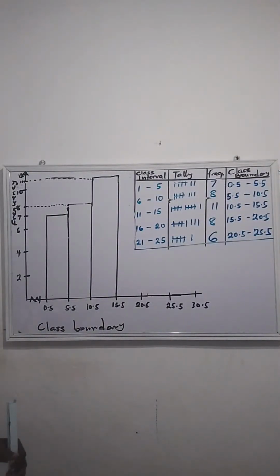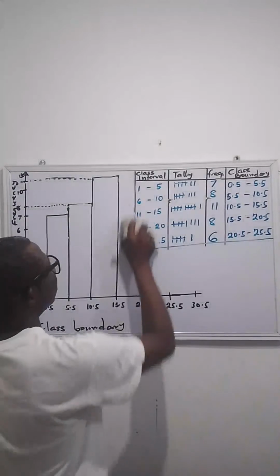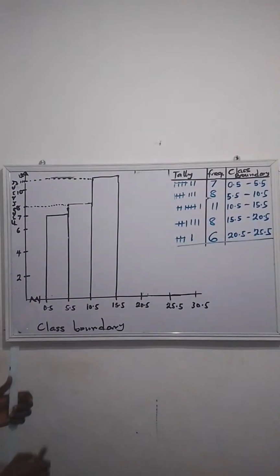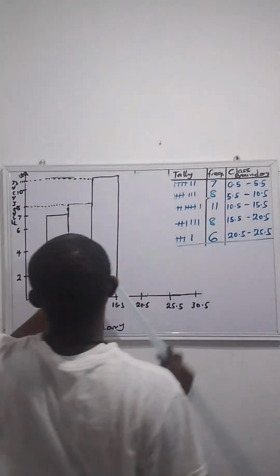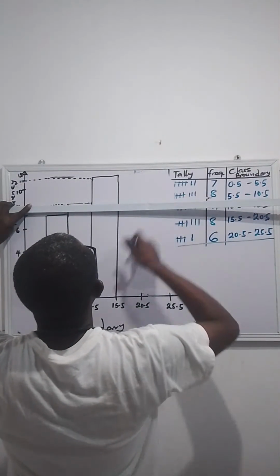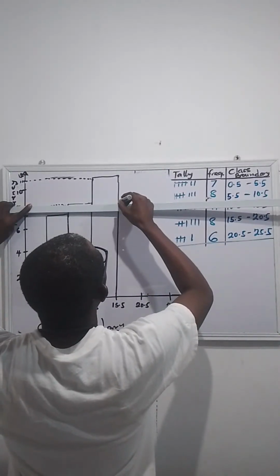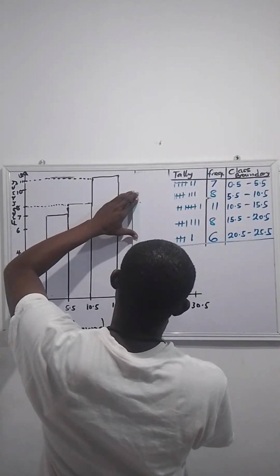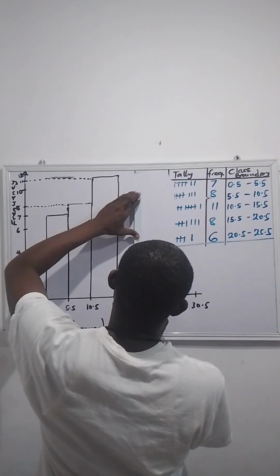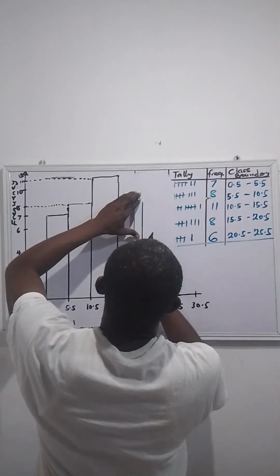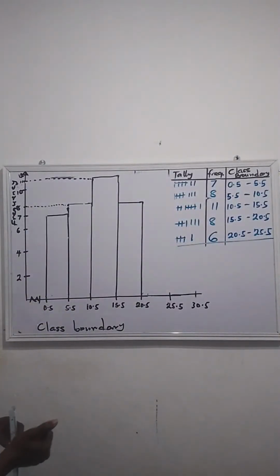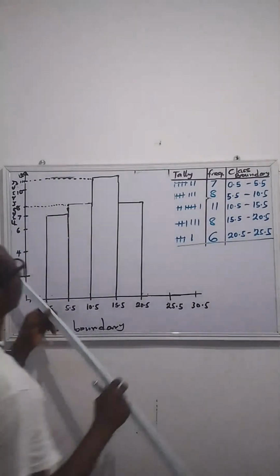Okay, so now the next one is 8. Next one is 8. Okay, that is 8. The last one is 6.